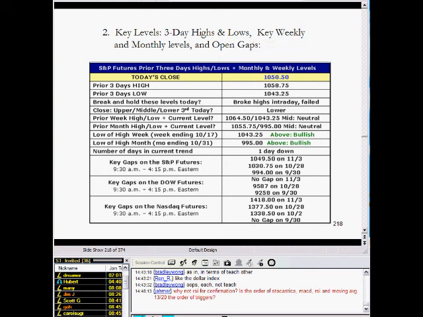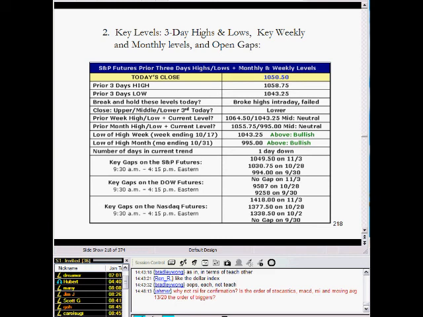So that's something I like to keep track of. Because if the market cannot break the prior 3 day highs or lows and it's stuck in a trading range, well, guess what? I'm going to be more aggressive with my targets. I'm not going to give the markets that much room. I'm not expecting the markets to run 20 S&P points or 200 Dow points because we're stuck in a trading range.